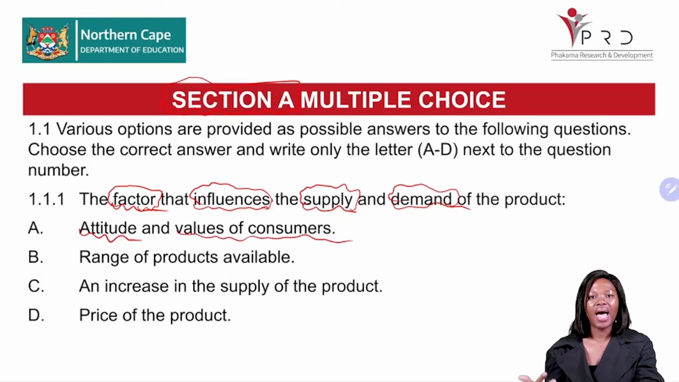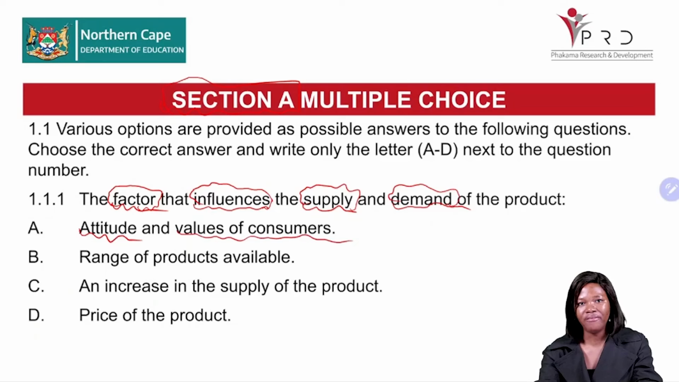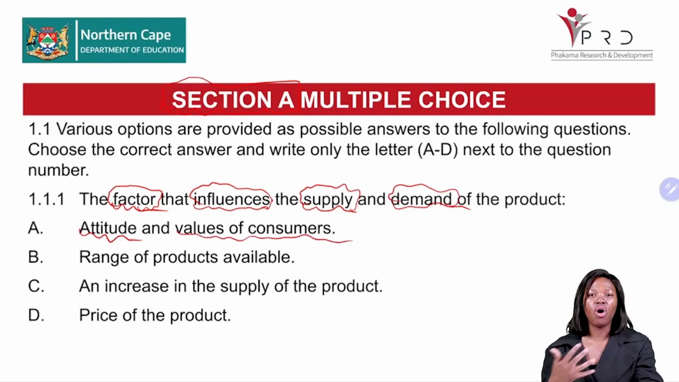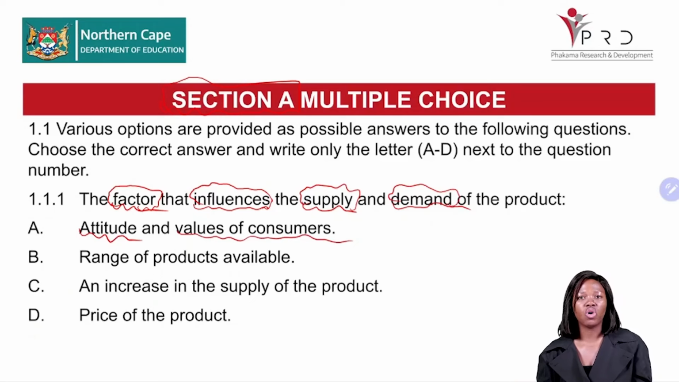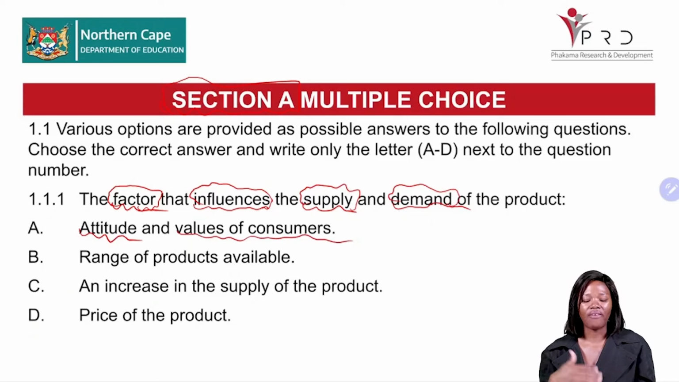Now, this attitude and values of consumers, it only affects the demand variable. Does it affect the supply? No, it does not affect the supply. Meaning this one only represents the demand. So this is not the factor that affects or influences both the supply and the demand.